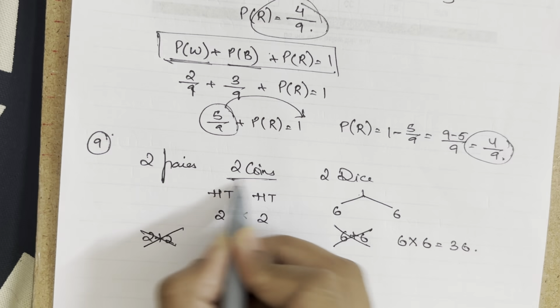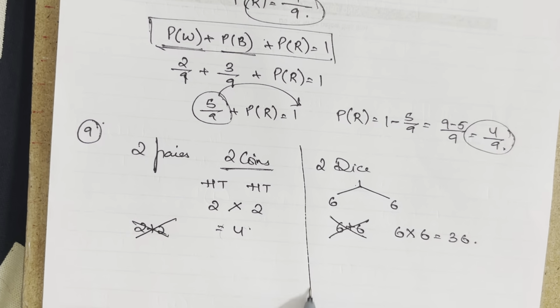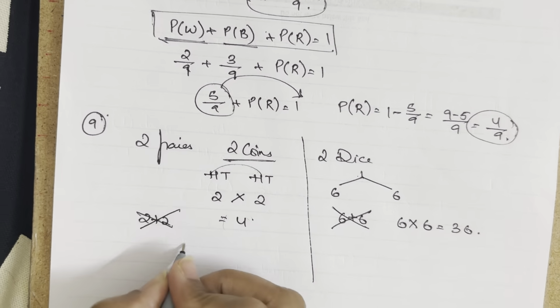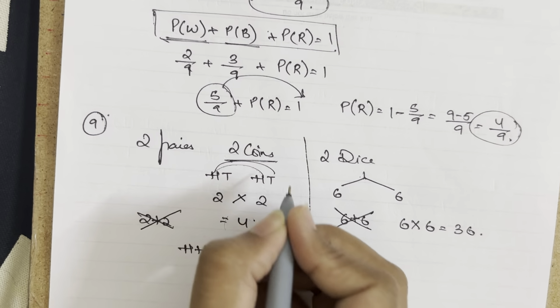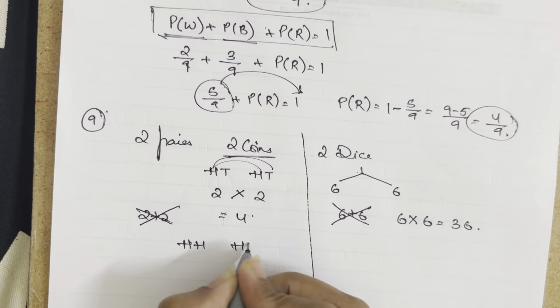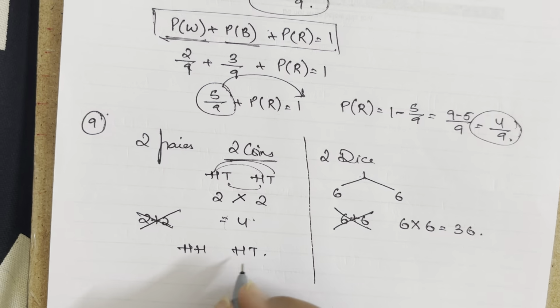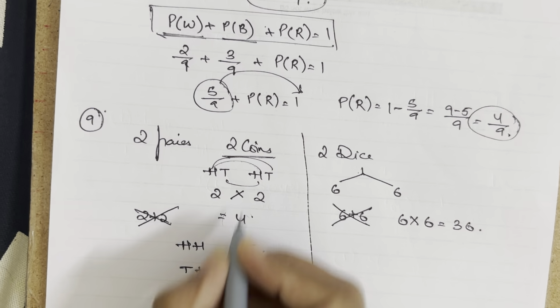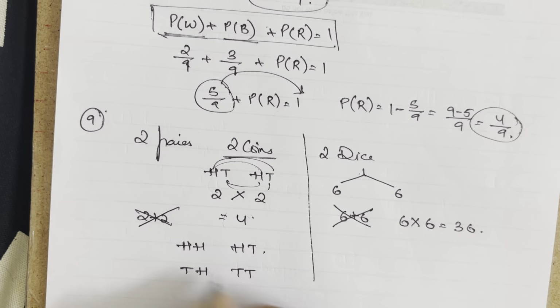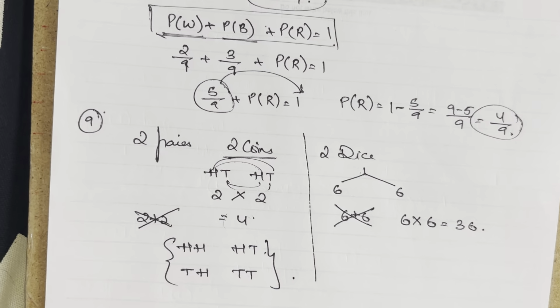Now, what are the 4 outcomes that I will have for the coins? Let's see. Heads with heads, head, head. Then head with tail, it's going to be head, tail. Then tail with head, it's going to be tail, head. Then it's going to be tail with tail. Okay, these are the 4 possible outcomes that I will get for this one.